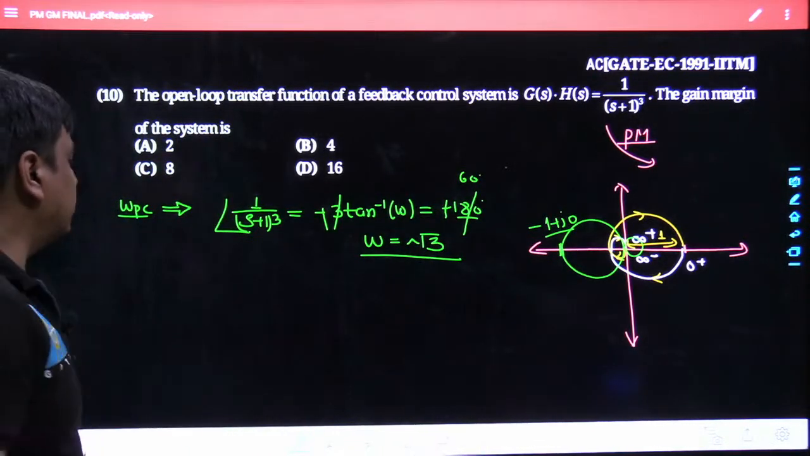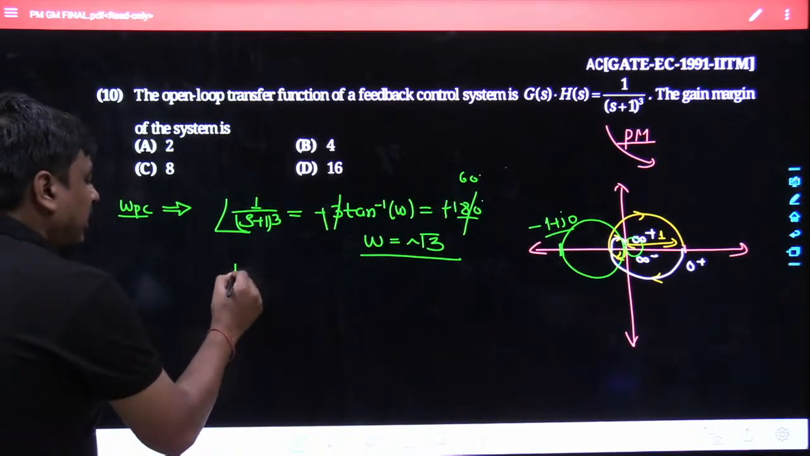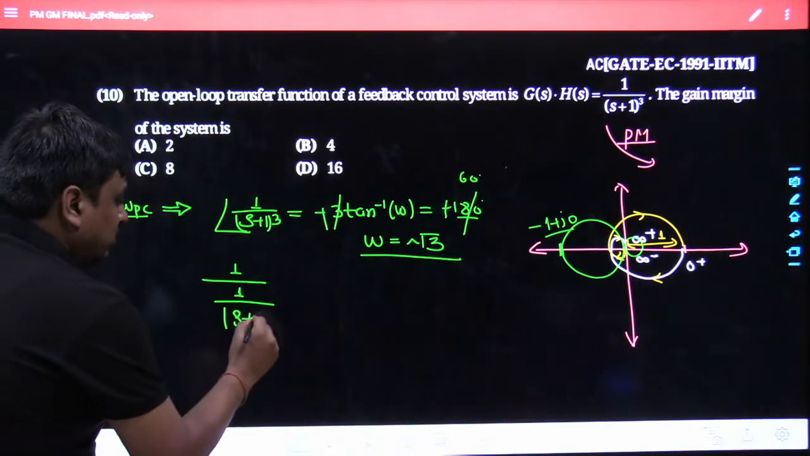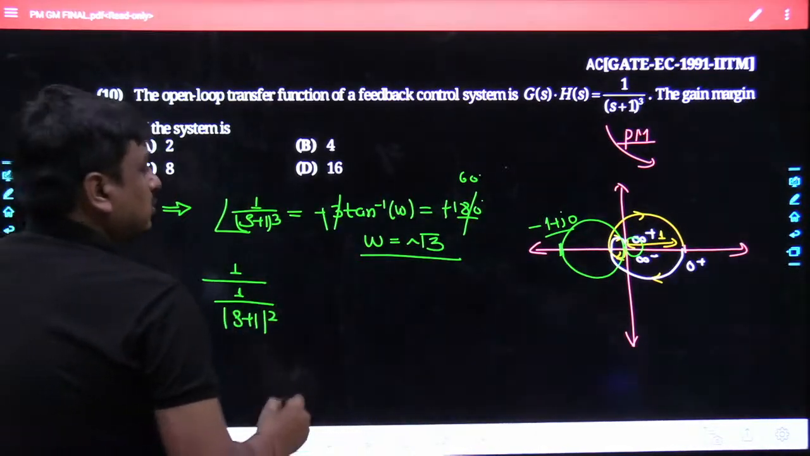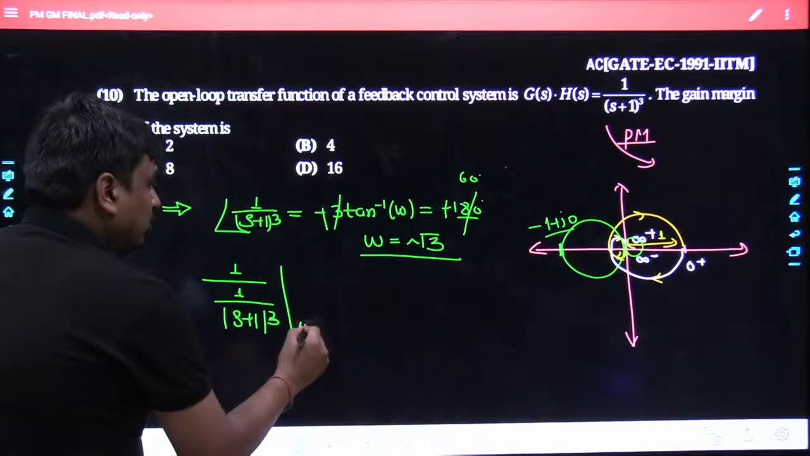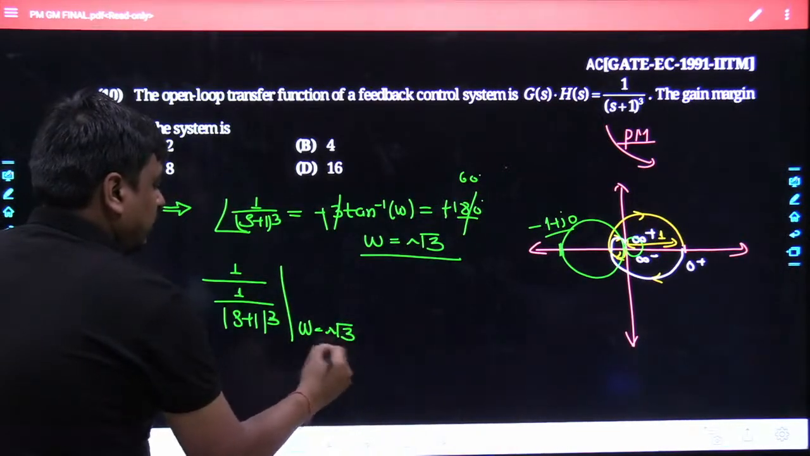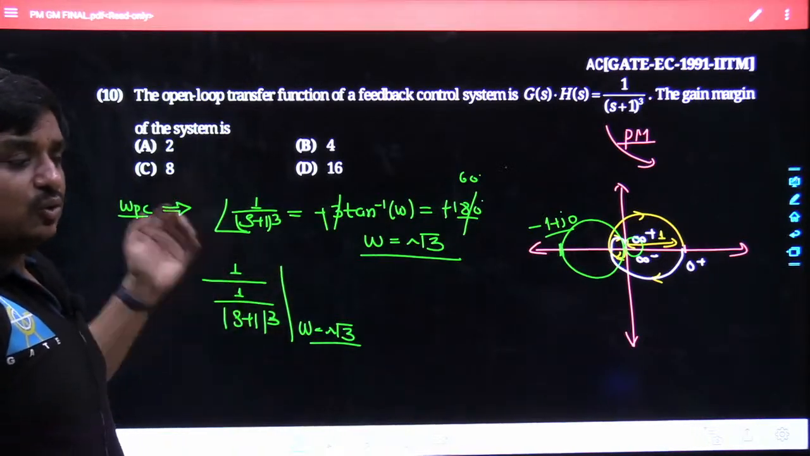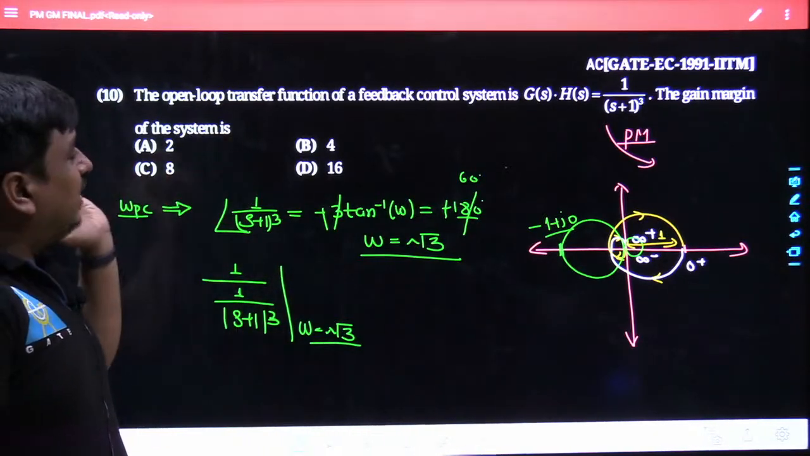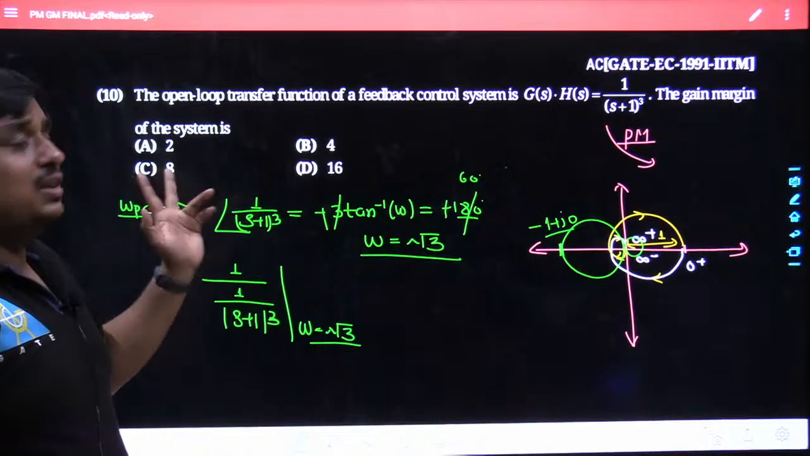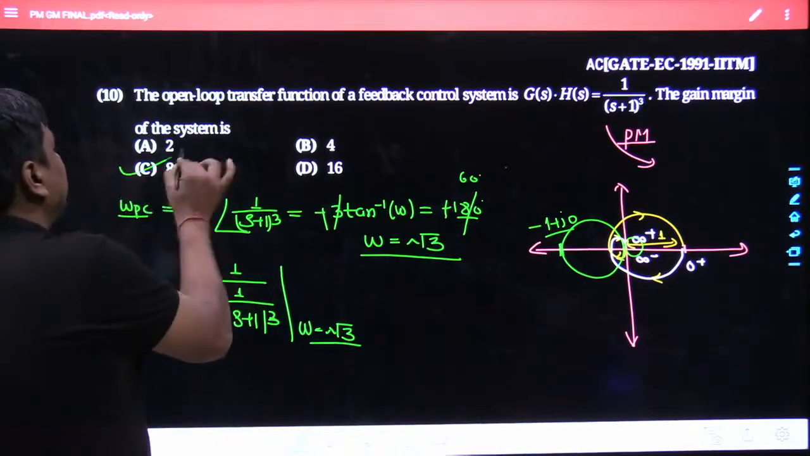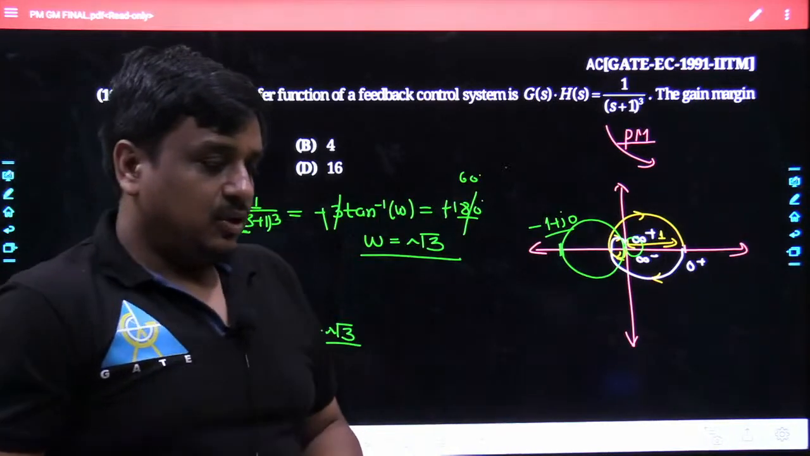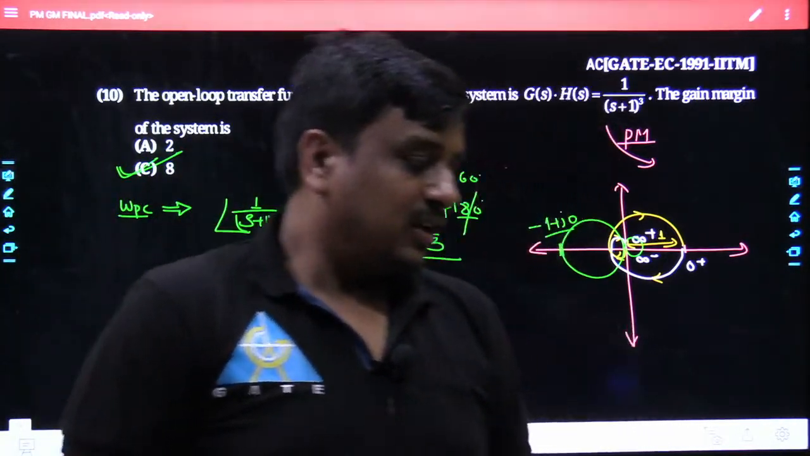I need to get the gain margin. How will you get the gain margin? The gain margin is simply going to be 1 divided by the magnitude, which here becomes 1 over the mod of (s plus 1) to the power of 3, at omega equals root 3. Nowhere has it been given that I need to calculate the gain in dB, so keep that aside and get the gain margin in linear scale. The answer we get at omega equals root 3 is nothing but 8.